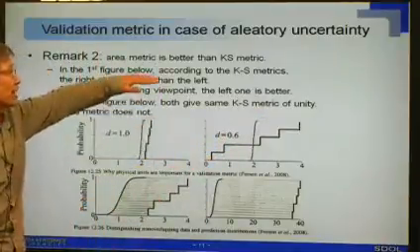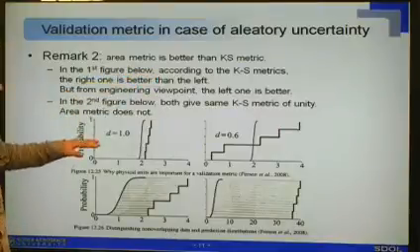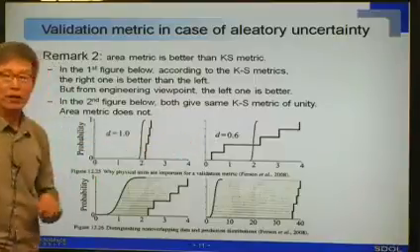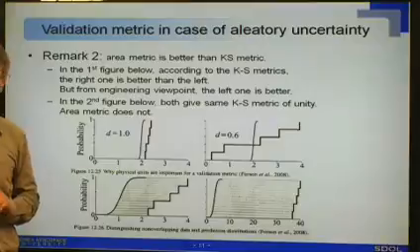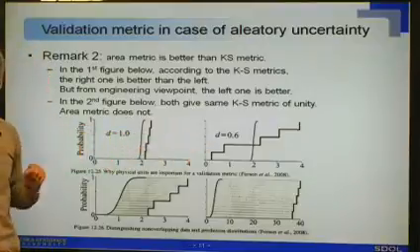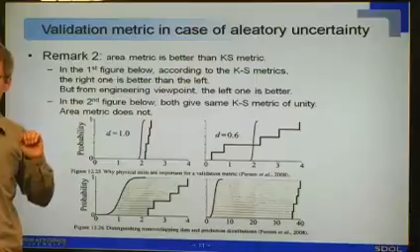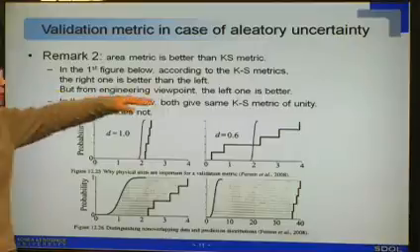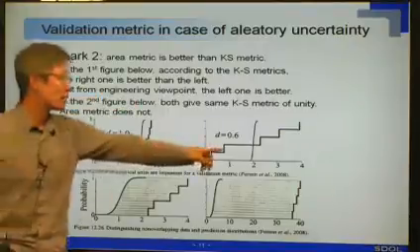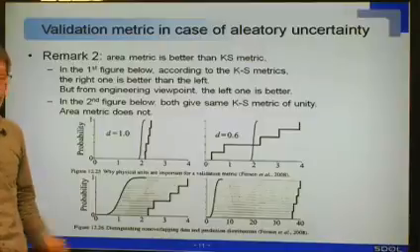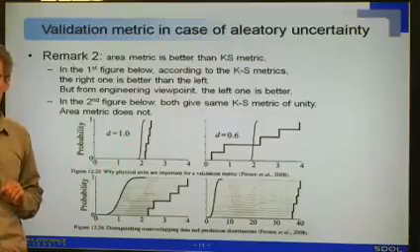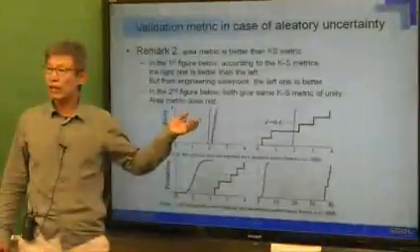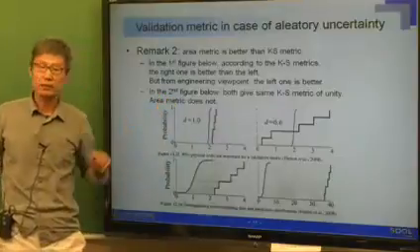Based on their metric, what can we conclude? The smaller value is better. So this is better than this, based on the Kolmogorov-Smirnov metric. But from our viewpoint, from the engineering viewpoint, I cannot accept that this is better than this. This is better. I agree. And using the area metric, we can make it. So that is why he introduced his metric here.